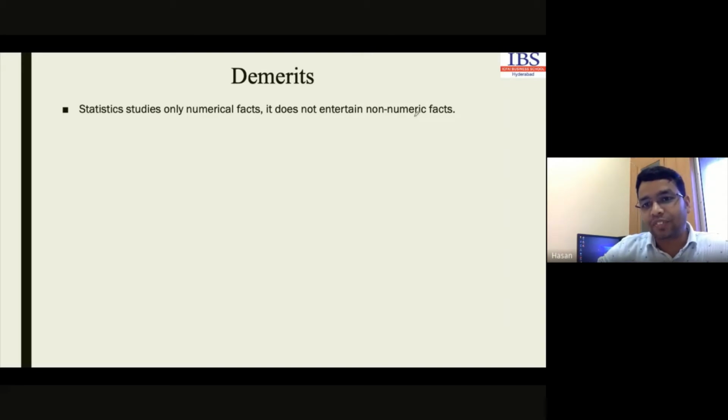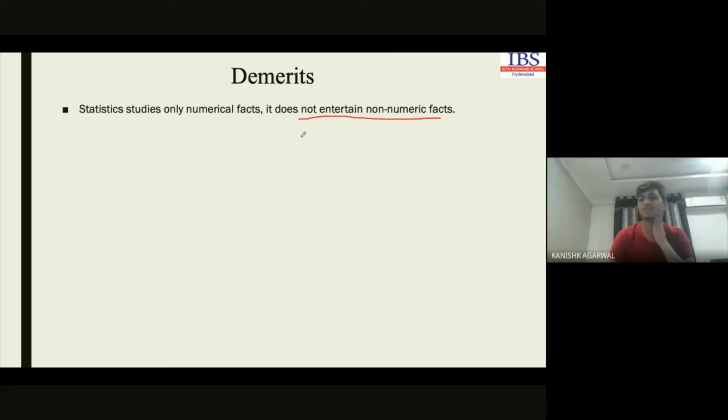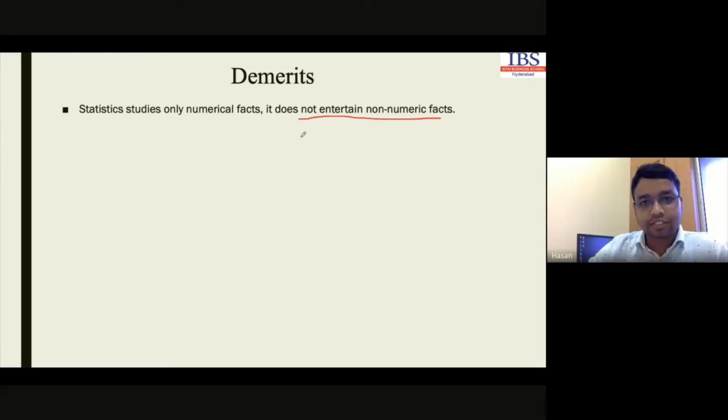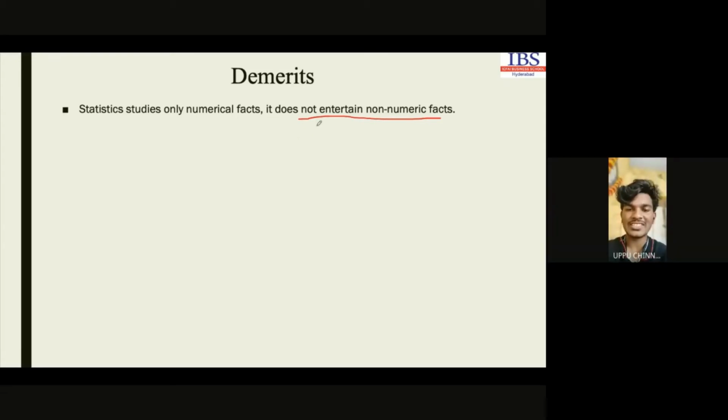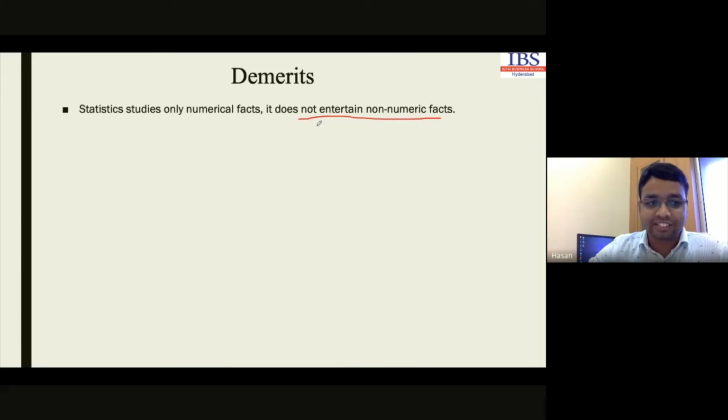Non-numerical facts cannot be analyzed using statistics. Students ask why we can't use non-numeric facts, since we can do something alternate for them. But that is not under statistics; we have to do something alternate, but directly we can't do that.